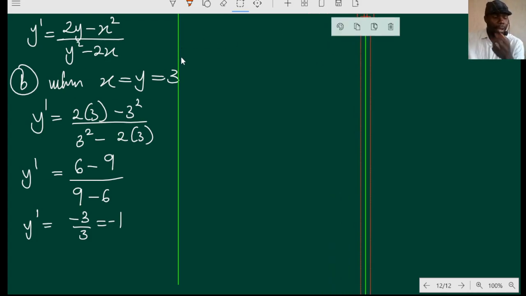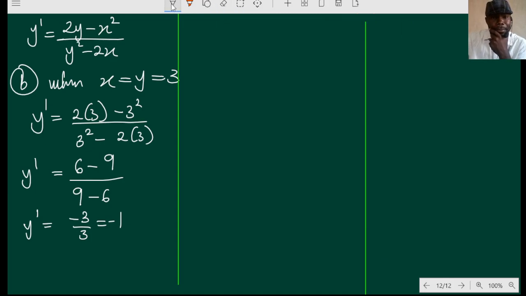Now, we want to find the equation. Recall, I said earlier, from the question, find the tangent, that is the equation of the tangent. Recall that the tangent is parallel to this line, which says that our m1 is equal to m2, which is equal to minus 1. So we call it parallel lines.